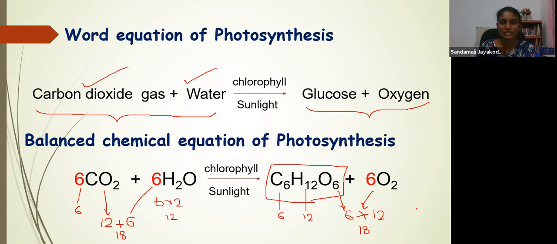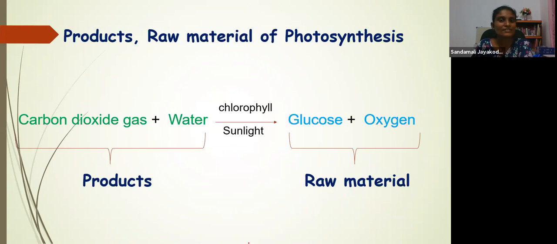That is the way of balancing it. So no need to try hard to balance this by putting all sorts of numbers. Just remember, put number 6 to CO2, to H2O and to O2. Without putting any number to glucose, you can balance the chemical equation of photosynthesis. Okay, that is the equation. And then I am moving to tell you about the products and raw materials.